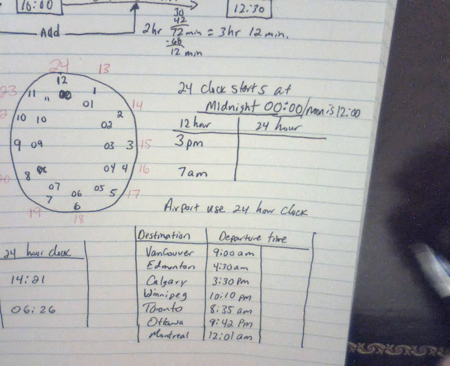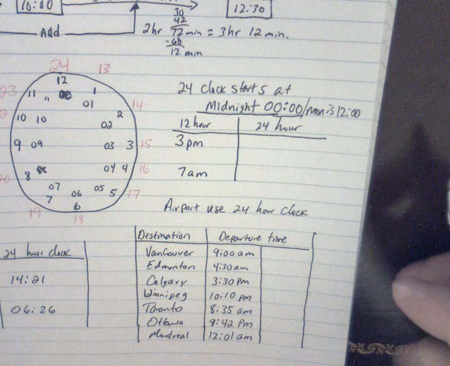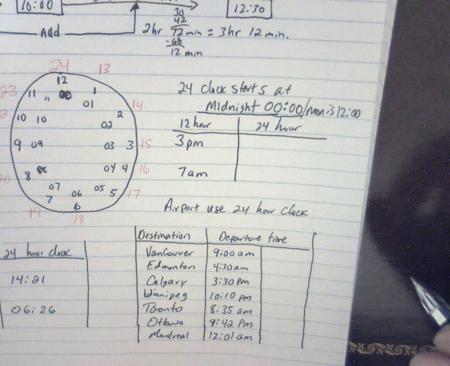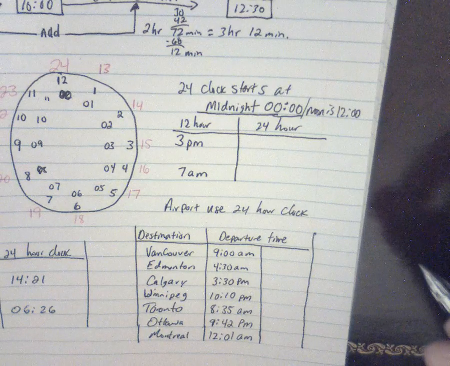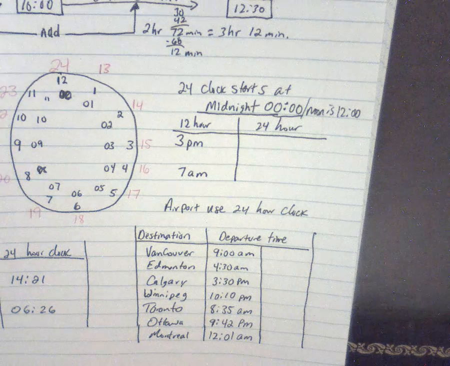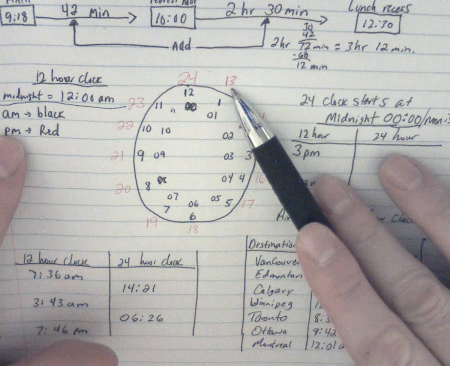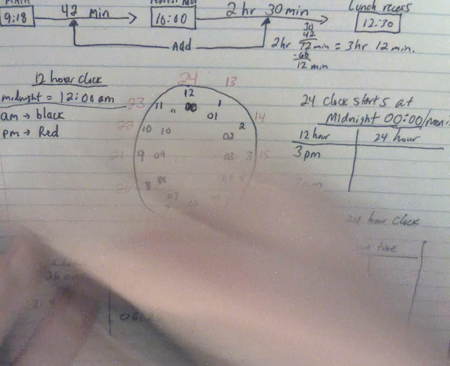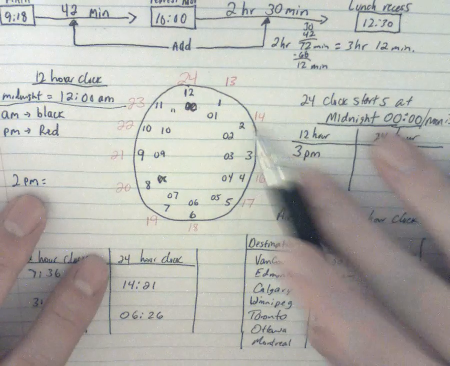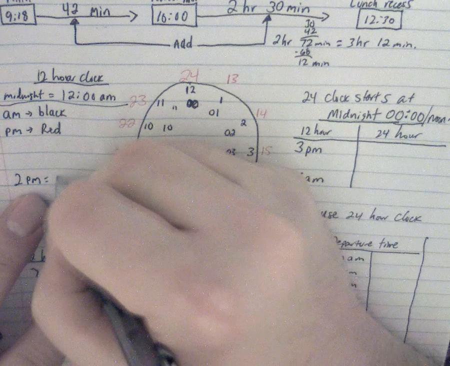So if noon is 12, then what would 1 be? Well, 1 would be 13. So basically what you do is, if you want 1 p.m., add 12 to it, and that will give you 13. Like I said in our legend, PM is red up here. So if I say 2 p.m. in the 12-hour clock, 2 p.m. equals 14, and we call it 1400.